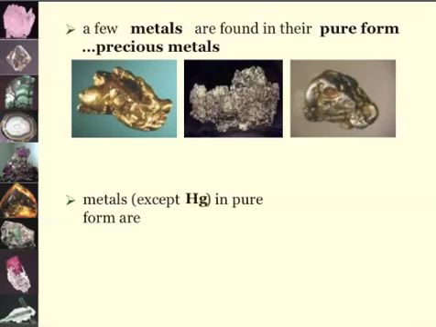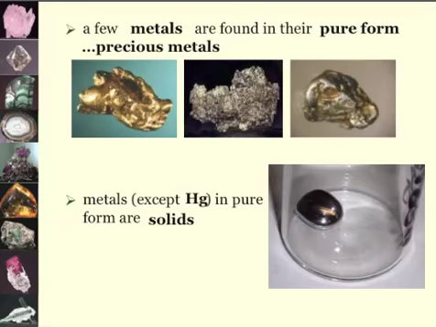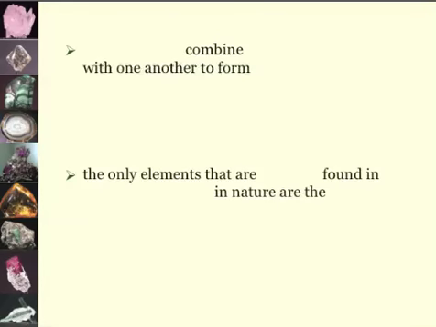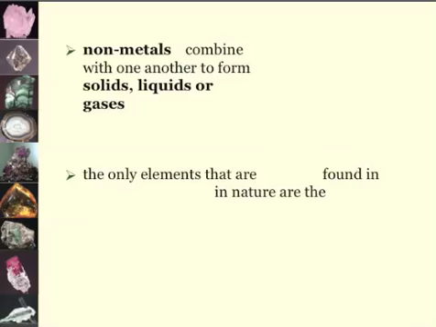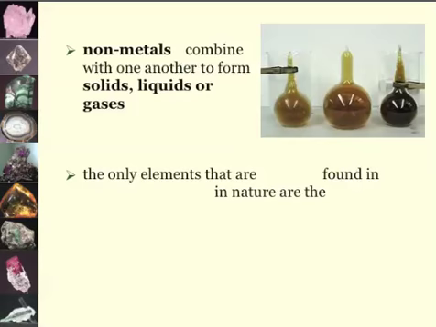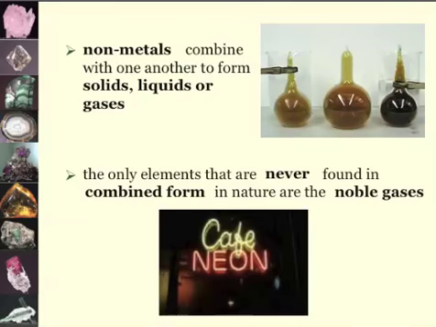So all metals except for mercury in their pure form are solids. Mercury in its pure form is a liquid. Here we have nonmetals, which combine with one another to form solids, liquids, or gases. Here are some examples of some nonmetals. The only elements that are never found in combined form in nature are the noble gases. Okay?